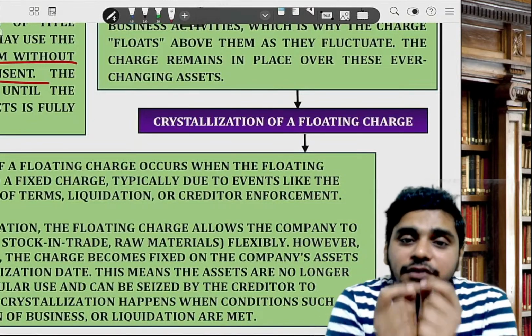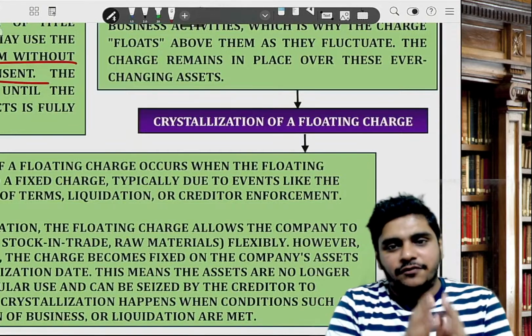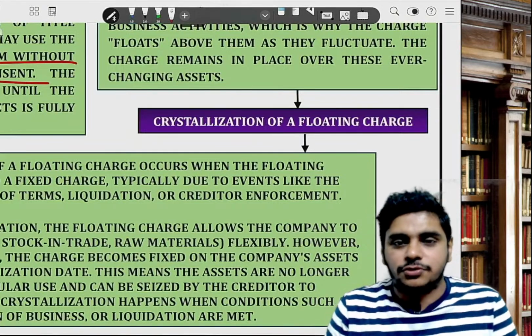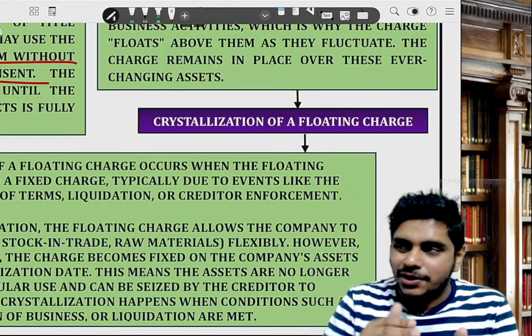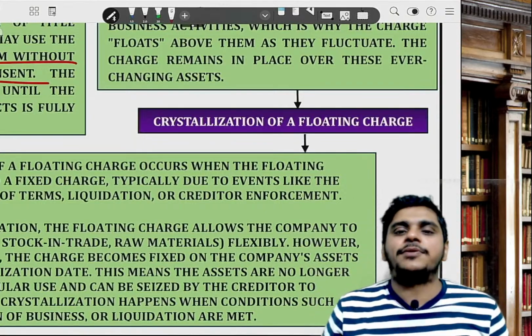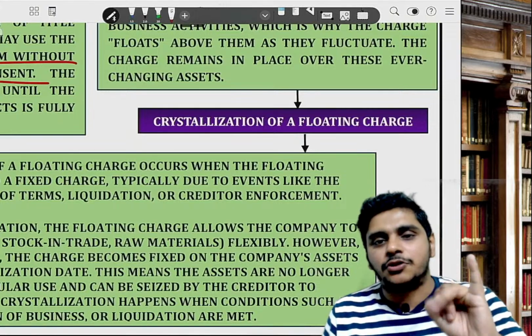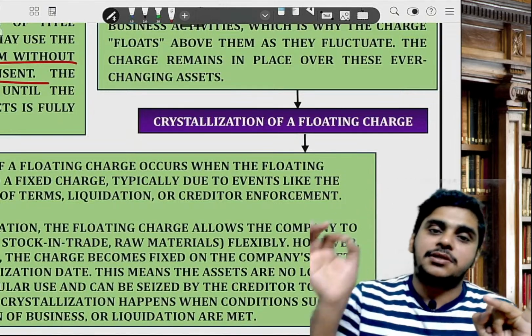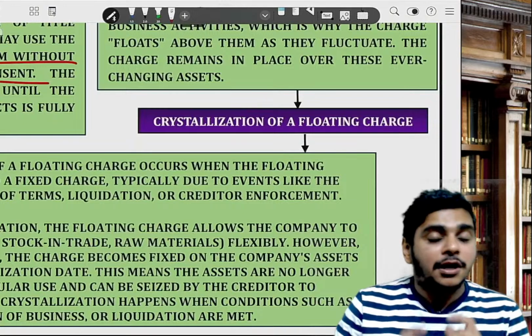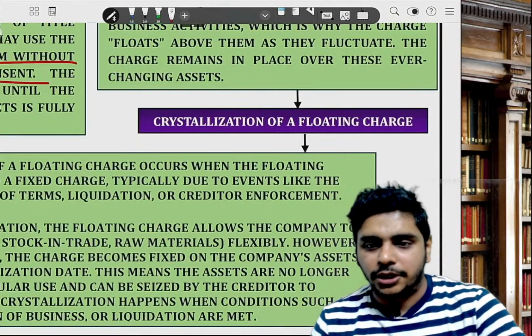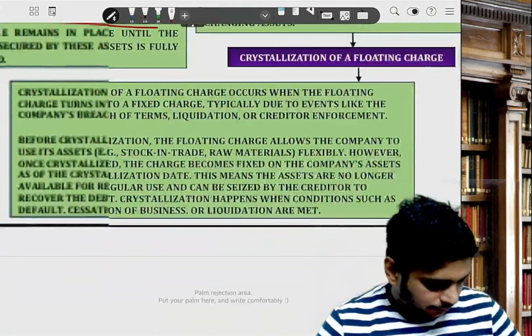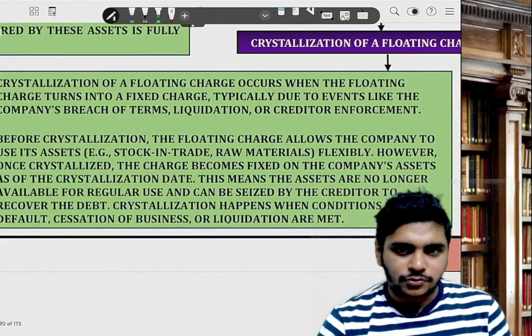So whatever benefits were given to you will be taken away. For example, raw material, you can use it in your WIP and finished goods, right? Then if it is stock, you can sell that stock. So both the rights will be snatched away. You can't use it, you can't sell it. That is called crystallization of floating charge. When does it happen? If the debtor defaults in repaying the loan, okay. This also we have written in the notes, you can check that.